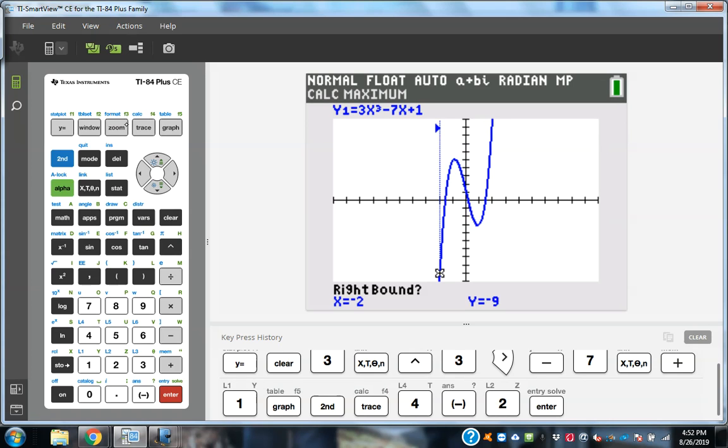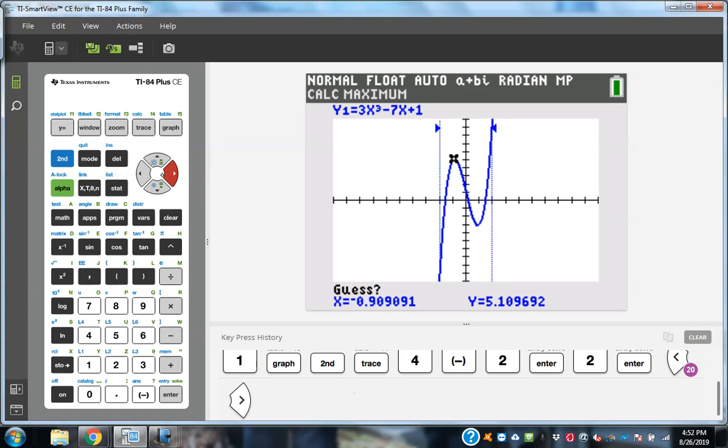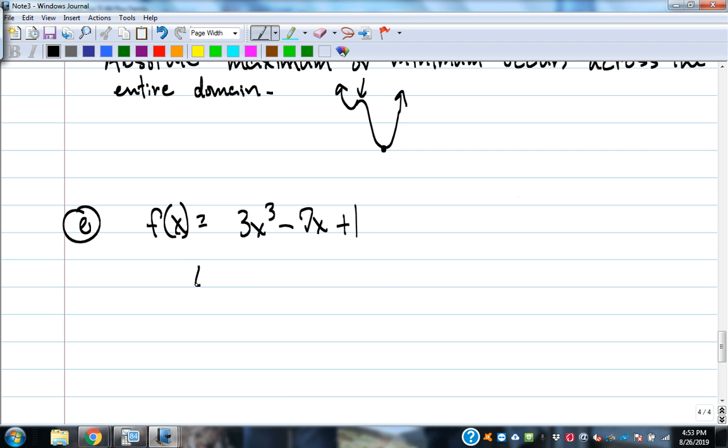Okay. And then it says for a right bound, I'm going to pick +2 because that's to the right and it's just a good number in between there. And then it asks me to guess where that maximum is. What I want to do there is just move my cursor until it gets close to where I thought it was. I thought it was around -1, so I'm going to move my cursor till I get close to -1. That's about as close as I can get right there. And I'm going to hit enter. And it tells me that I have a maximum value at -0.882 and 5.116.